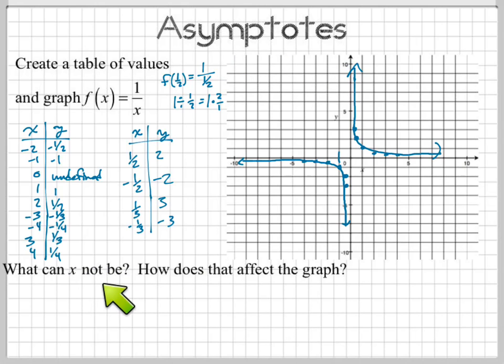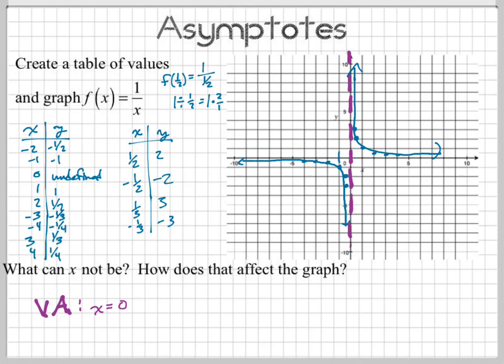So what can x not be? It can't be 0. How does this affect the graph? Well, it will never go through that line right there. And so what we normally do is we put a dotted line where we have our asymptote. Now that is the vertical asymptote. I'm going to say VA for vertical asymptote. And in this case, our vertical asymptote is x equals 0.